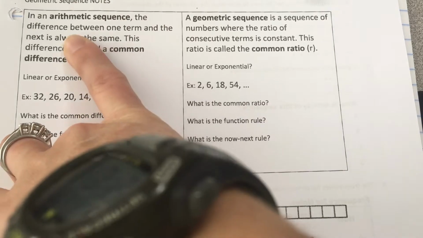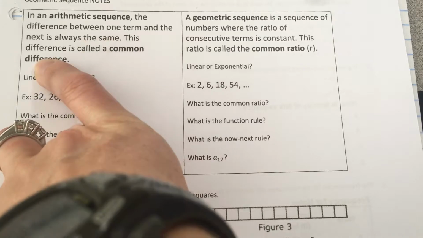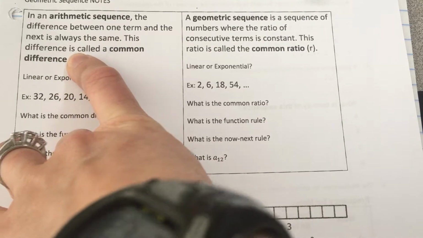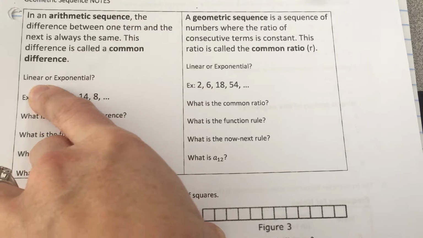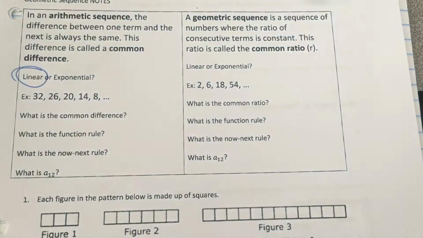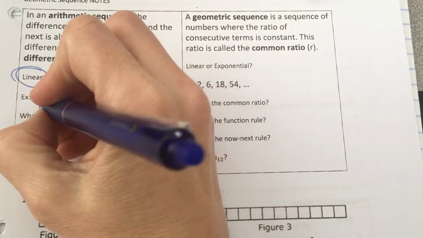4, the difference between one term and the next is always the same. This difference is called the common difference. If the difference between numbers is always the same, does that make it linear or exponential? Linear. Okay, it makes it linear. So arithmetic sequences are linear. So here's an example right here.